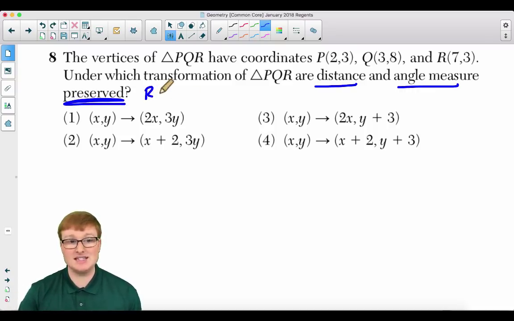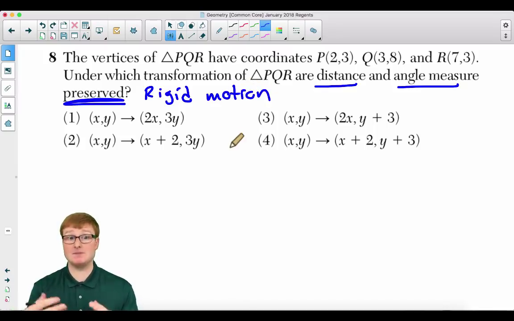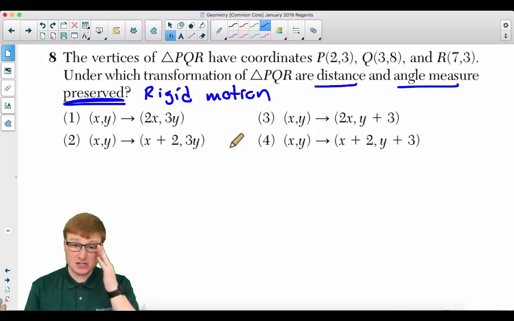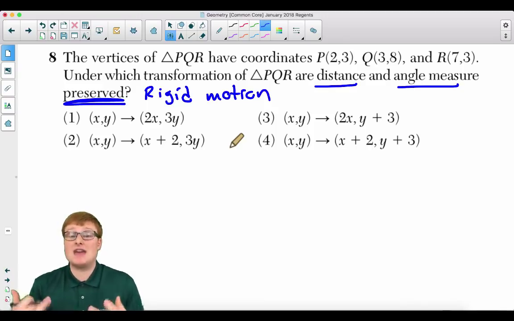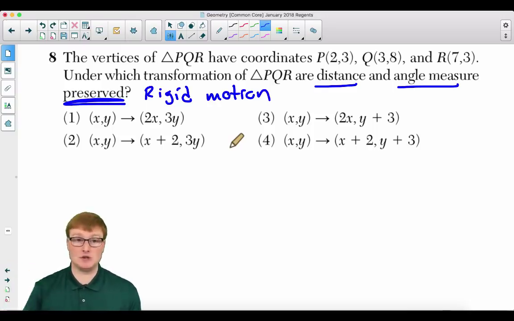Well, that's the definition of a rigid motion. And remember what a rigid motion is. It's a type of motion that preserves distance and congruency and angle measure. So here's the deal with this. A dilation could be a rigid motion. It's only sometimes. And the only way that that's true is if the dilation is with a scale factor of 1. Other than that, if you're multiplying by fractions of any numbers that are less than the value of 1 or anything greater than the value of 1, that doesn't preserve distance anymore. But it does preserve angle measure, but we're looking for it to preserve distance.